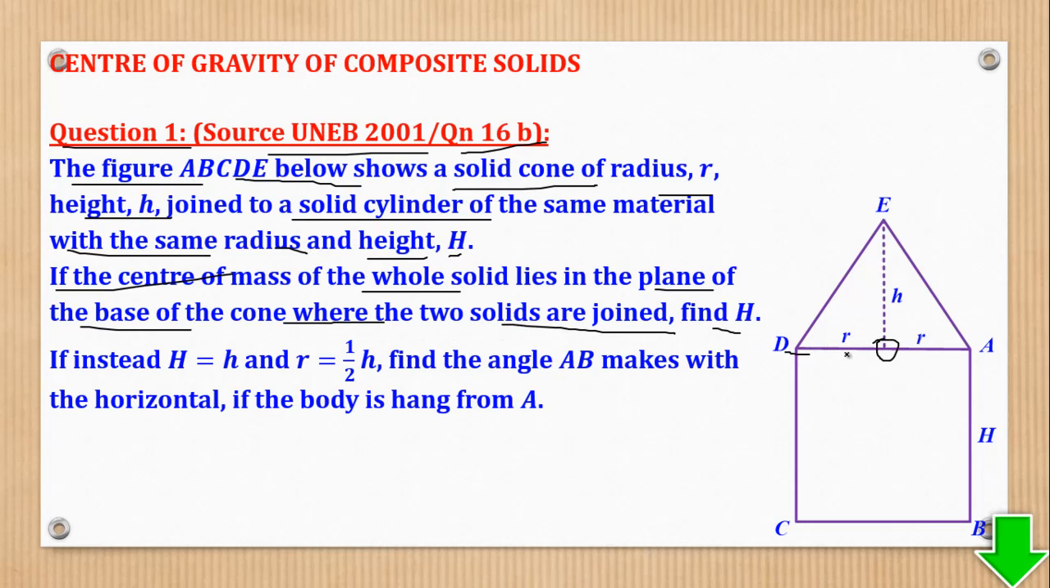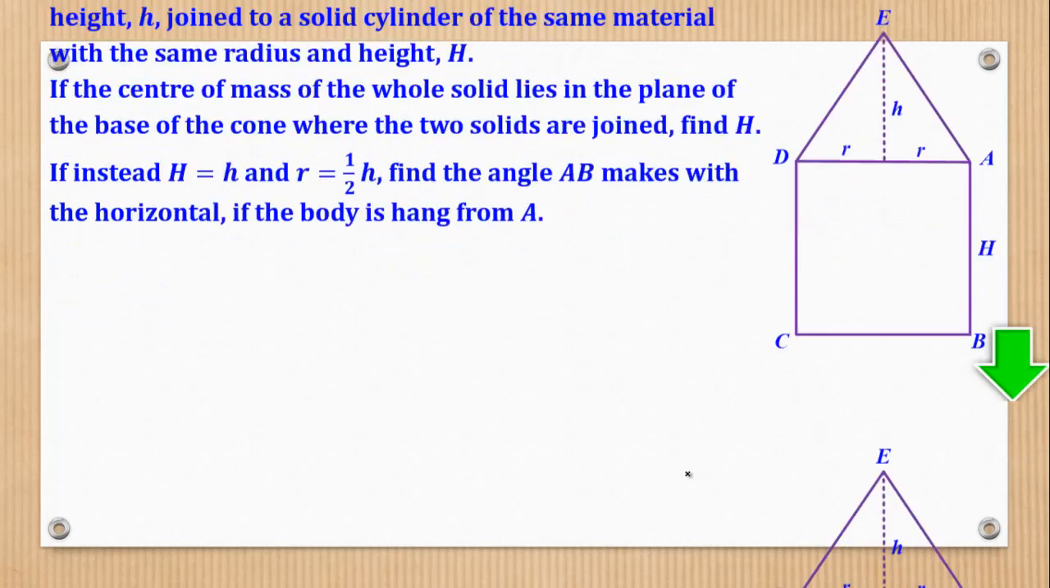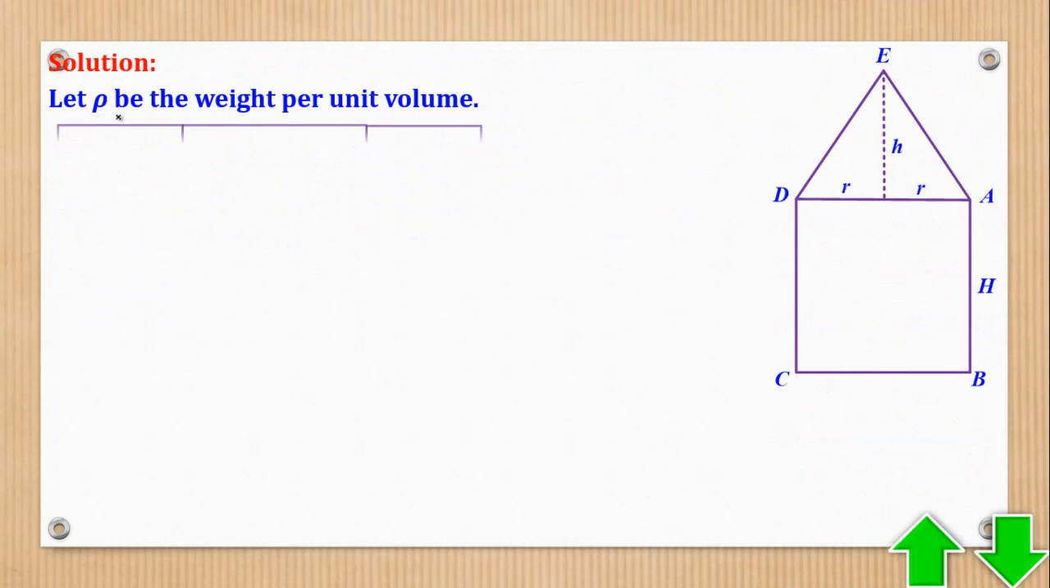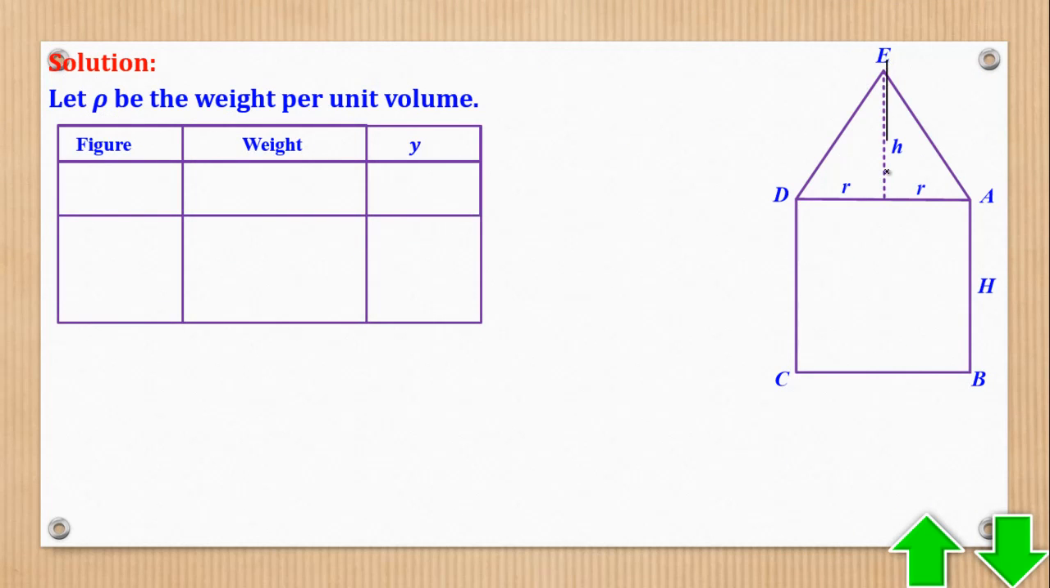Here. Now this is another part, we shall deal with it, but let's just deal with this part of finding h. So we shall say let rho be the weight per unit volume. Then we shall need columns of the figure: weight, and the y coordinate. Why? Because it is symmetrical about that.